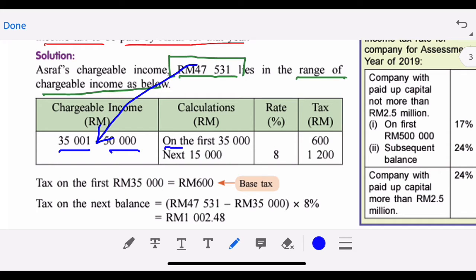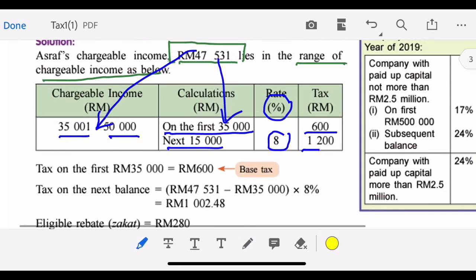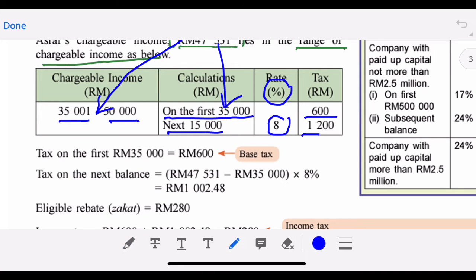Out of this, how they calculate the tax is for the first 35,000 out of 47,531, Ashraf needs to pay 600, and the balance is the next 15,000. Ashraf has to pay the balance after minus 35,000 times 8%. The tax on the first 35,000 you just refer to the table. This is called the base tax.